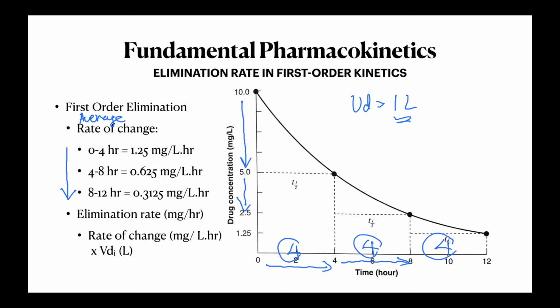And again, remember that there's a difference between the elimination rate constant and the elimination rate. The elimination rate constant does not change, whereas the elimination rate, which is the amount of drug that is removed per unit time, changes proportionately to what the current plasma concentration of the drug is.